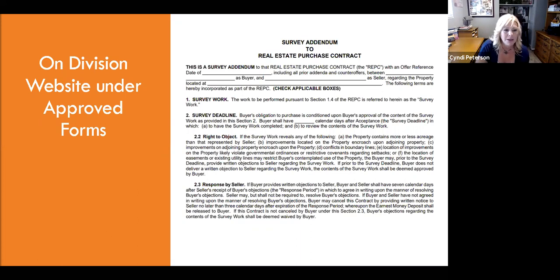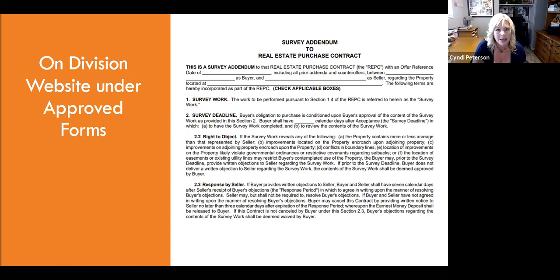Okay, so that would be if there's any survey work to be done, there's a deadline on here, how many calendar days that they would have to either get it done or accept it, to either complete the work or review the contents of the survey work. It also talks about how much acreage it is and things like that.